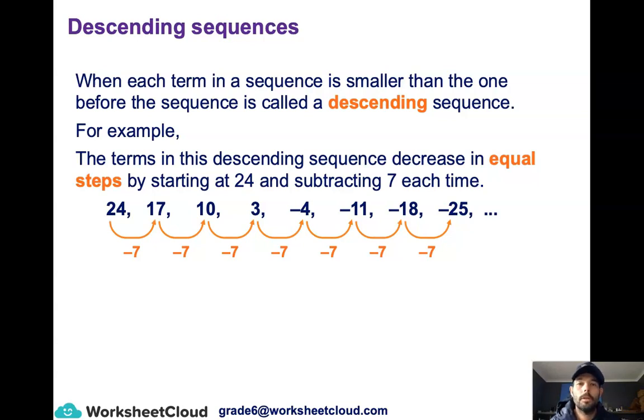And the best way to describe that is using a temperature example. Minus 25 is a lot colder than 24, okay? So try to remember that when dealing with negative numbers.